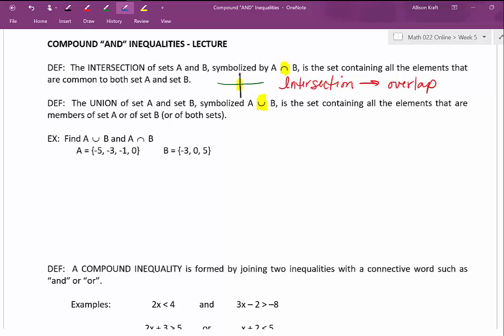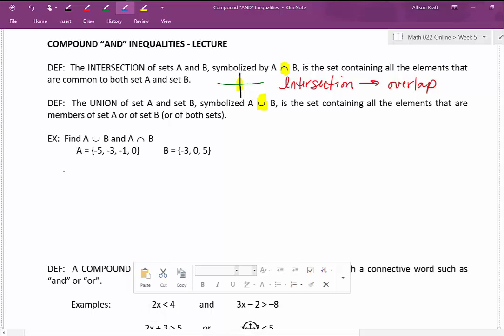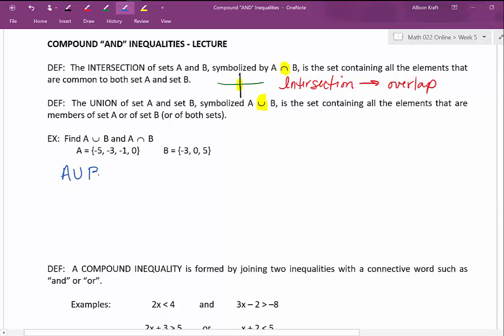Given set A and set B, we want to find the union of set A and set B and the intersection of set A and set B. A union B. It's a set, so we want to make sure that we're using set brackets. And we just want to list all elements from A and B together. So in set A, that's -5, -3, -1, 0. Now we want to move over to set B and see if there are any elements in set B that we haven't already listed. I've already listed -3, I've already listed 0, but 5 needs to be added to the list.